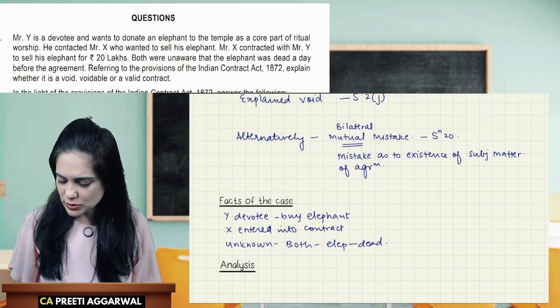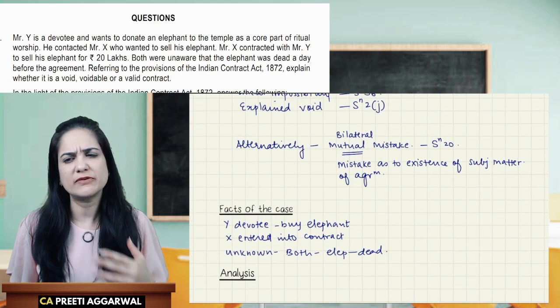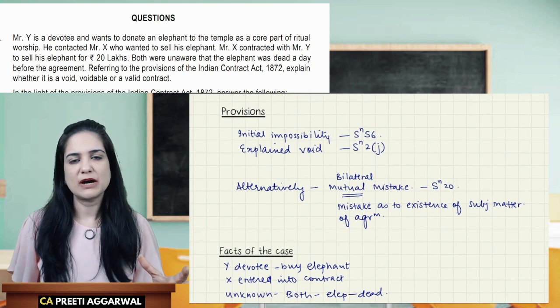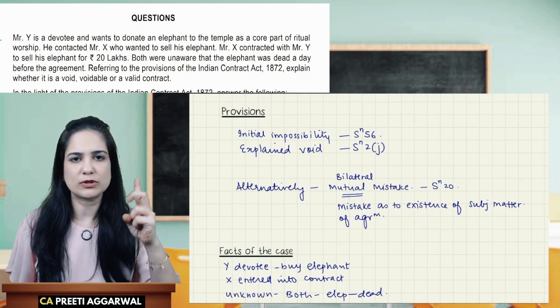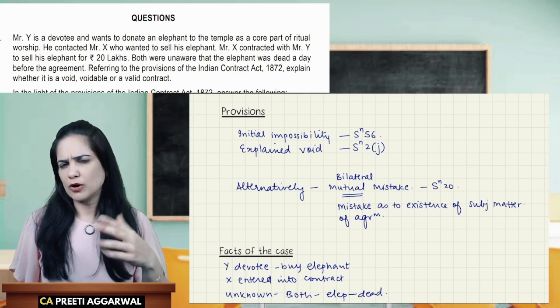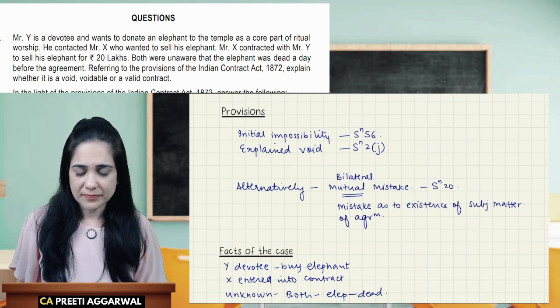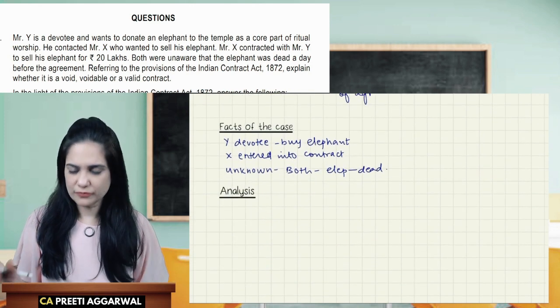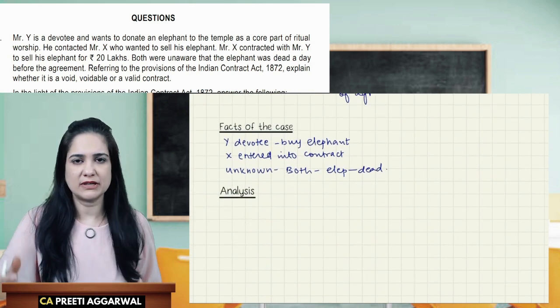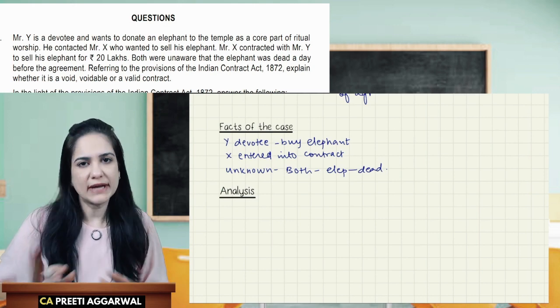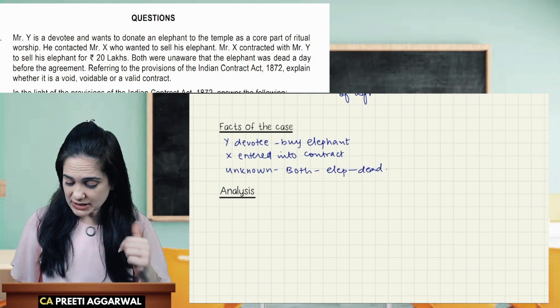Okay, I'm going slow right now. Later on, I will increase the speed once you know what is to be written where. So in the first provisions part, we explained initial impossibility. We wrote about void agreement, or you can also say void contract, and then say that here the contract is constituted as an agreement. Then you can write the facts in your own words. Y was a devotee. He wanted to donate an elephant. He entered into an agreement with X, but unknown to both of them, the elephant was already dead at the time of agreement. Now, what is the analysis?